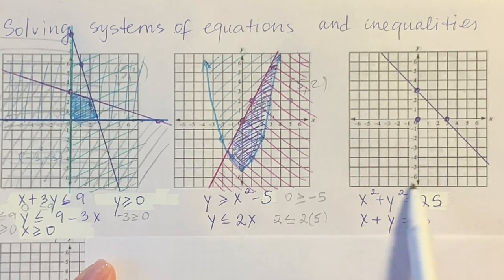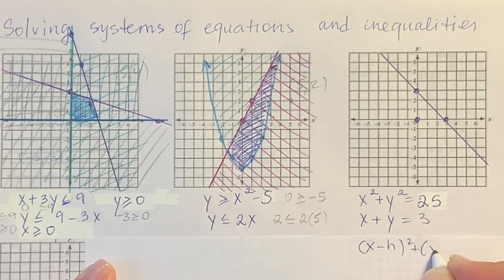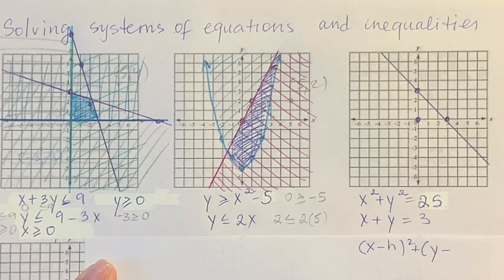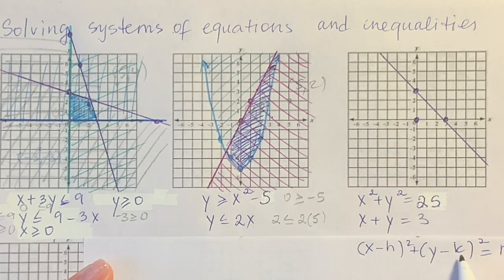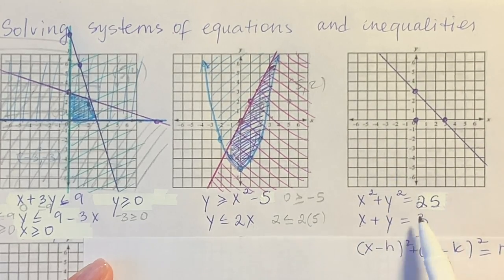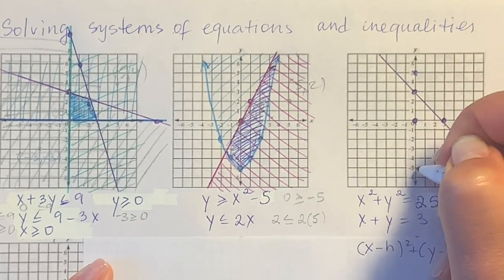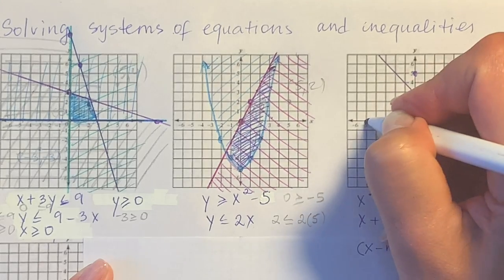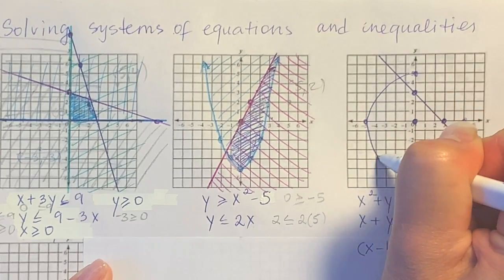So the first equation here is the equation of a circle. Remember that the general form is x minus h squared plus y minus k squared equals r squared. So h and k are the coordinates of the center, and there's 0 in my equation. So the center of the circle will be at the origin. Now the radius squared in my equation is 25, so the actual radius is 5. So I'm going to count 5 units up, 5 units to the right, 5 units down, and 5 units to the left. And then connect them.